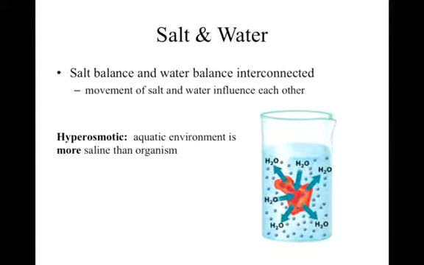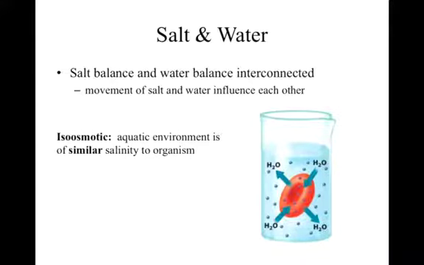Hopefully that's clear. So again, a hyperosmotic environment is an aquatic environment that has more salt or is more saline than the organism. And in this case, there's a net flow of water out of the organism's cells, and that's because there's more water in the cell than there is in the environment, and so water flows out.